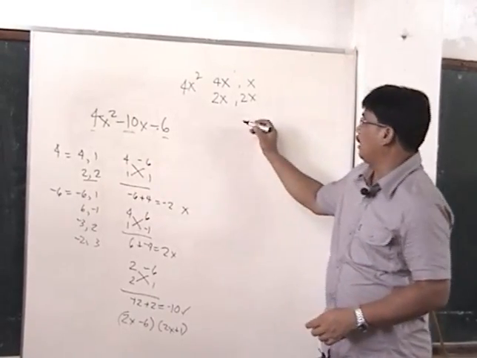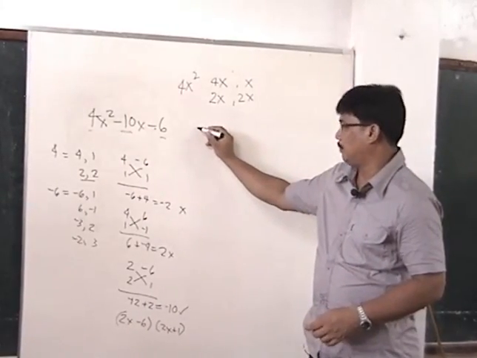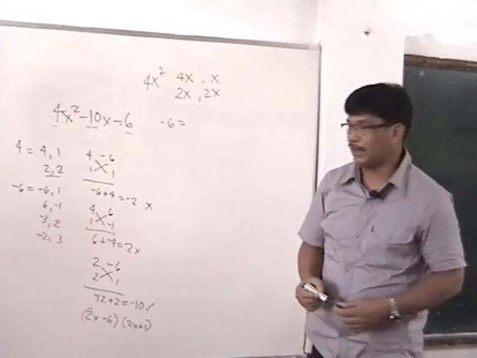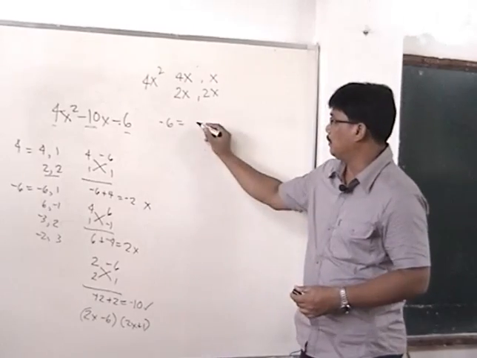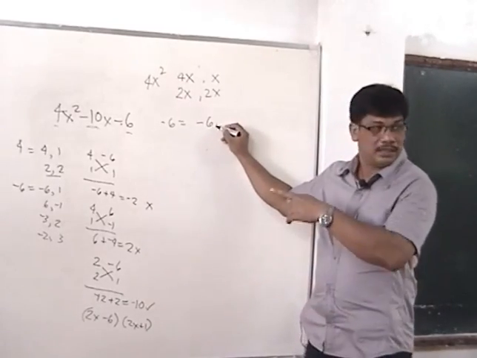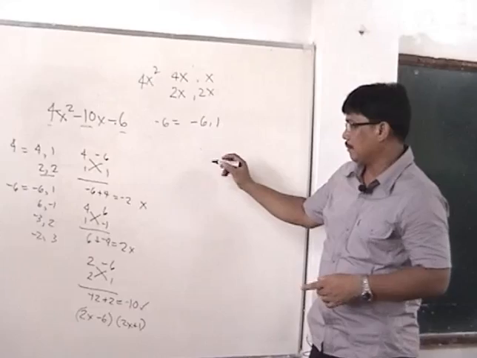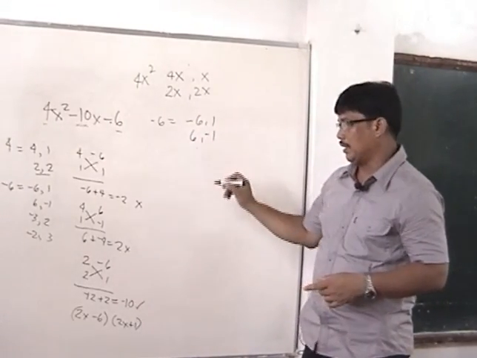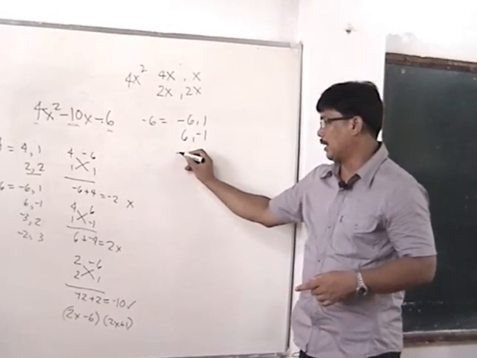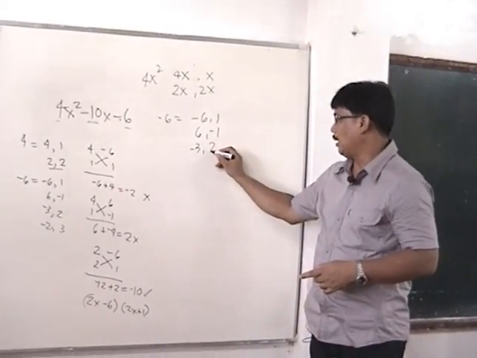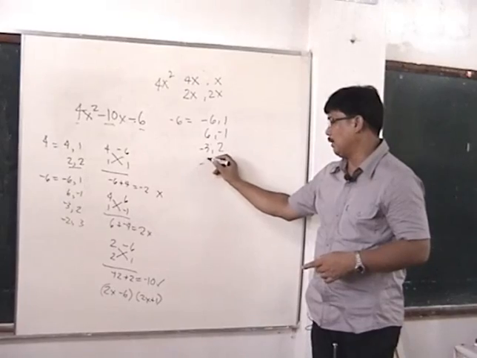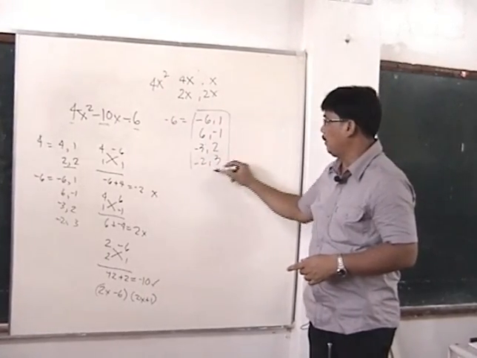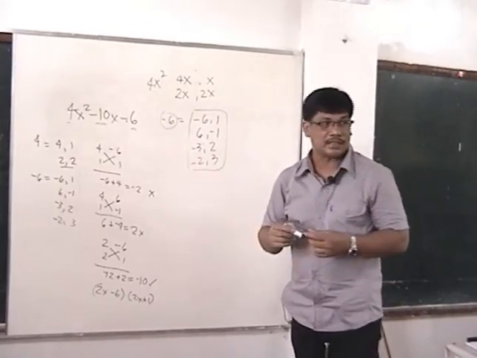What about the last term? You can have negative 6. What are the possible factors of negative 6? Negative 6 and 1. That's right, Connie. Or you can have positive 6 and negative 1, or negative 3 and positive 2, and negative 2 and positive 3. So these are now the possible factors of negative 6, which is your last term.